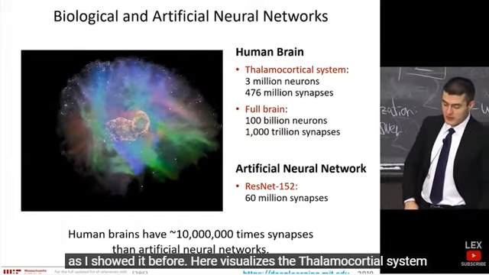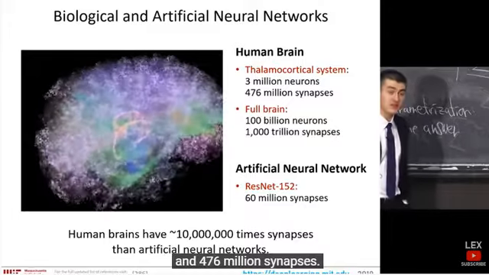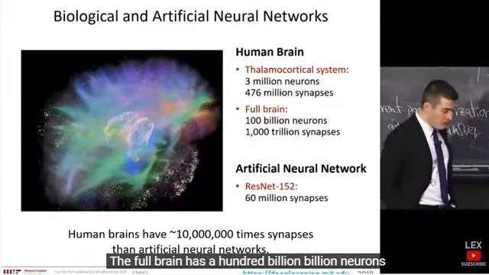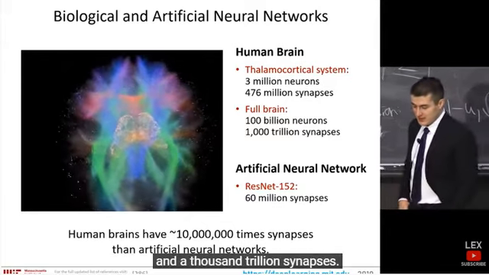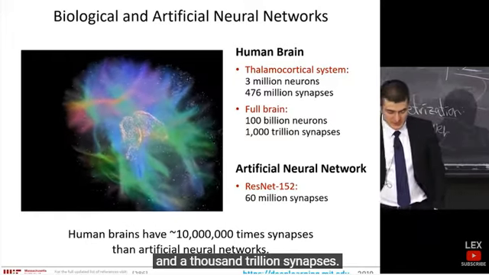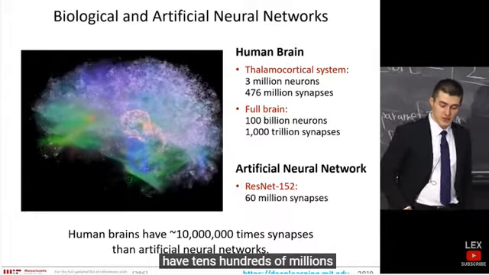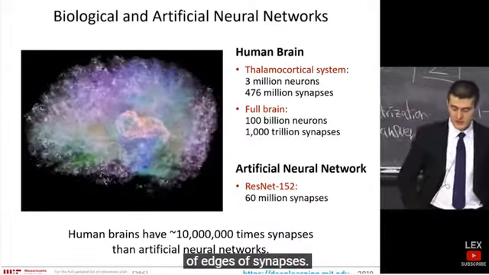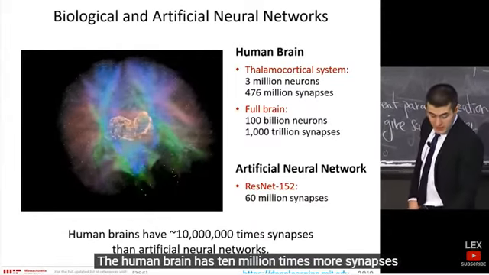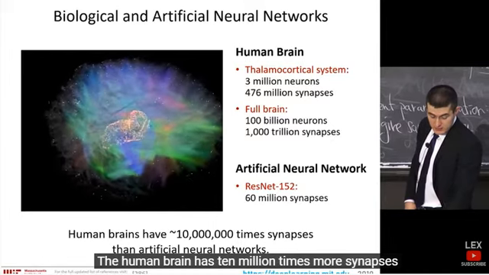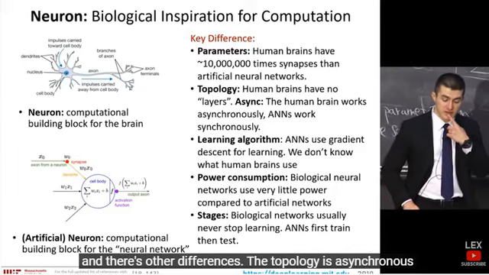It's inspired by this thing. As I showed it before, here visualizes the thalamocortical system with 3 million neurons and 476 million synapses. The full brain has 100 billion neurons and 1,000 trillion synapses. ResNet and some of the other state-of-the-art networks have in the tens, hundreds of millions of edges of synapses. The human brain has 10 million times more synapses than artificial neural networks, and there's other differences.